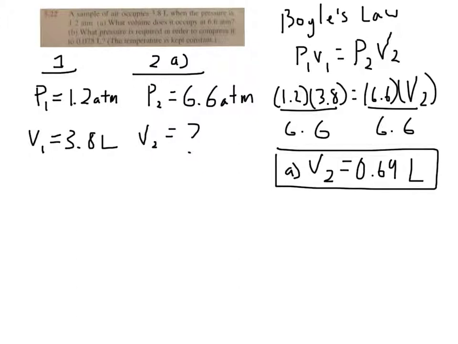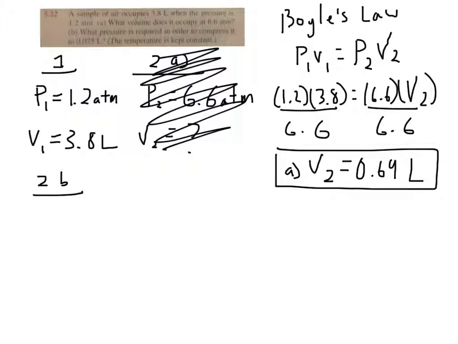Now let's take a look at part B. What pressure is required in order to compress it to 0.075 liters? Be careful here. This is a separate problem. It would have been easier for them to break it up into two problems, but they squished them together in the same question. So we're now on part B. That 6.6 doesn't matter anymore. Let's just do 2B. Don't worry about that anymore. That's done. That helped us with part A. We're on part B now.